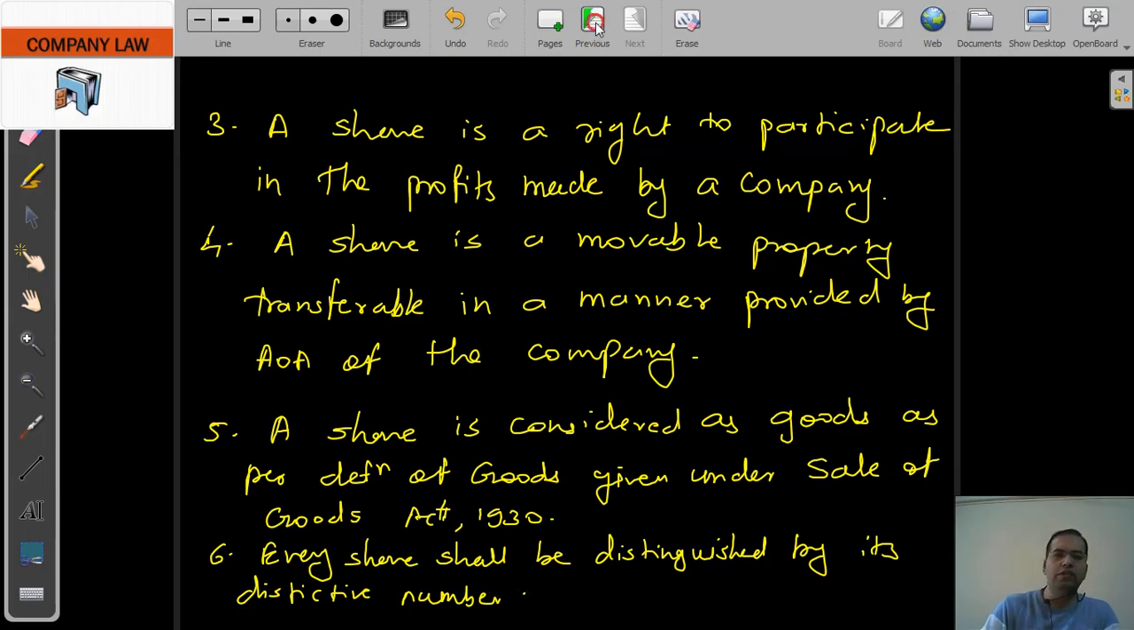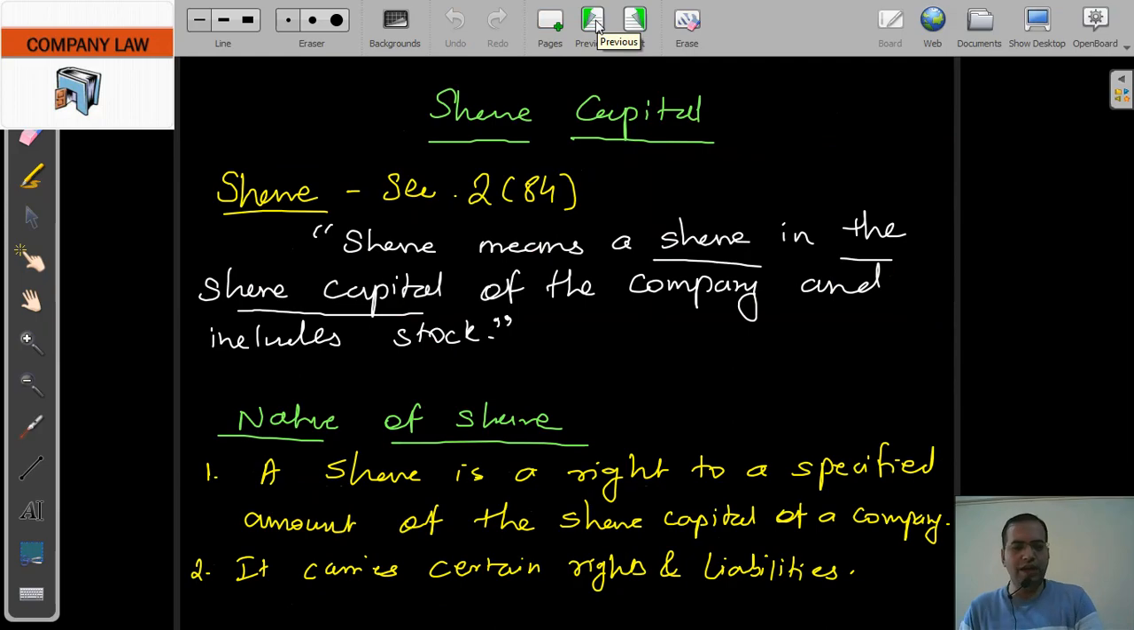Okay. So this is basically the nature of the share one needs to understand before proceeding further and before understanding the types of the share capital in detail. So what is a share? The definition is: share means a share in the share capital of the company. It is a part of the share capital which is divided into equal denominations and which is defined with specific distinctive numbers as per the Companies Act. So what is the nature of the share, or you can say the features of the shares? A share is the right to a specified amount of the share capital of the company.